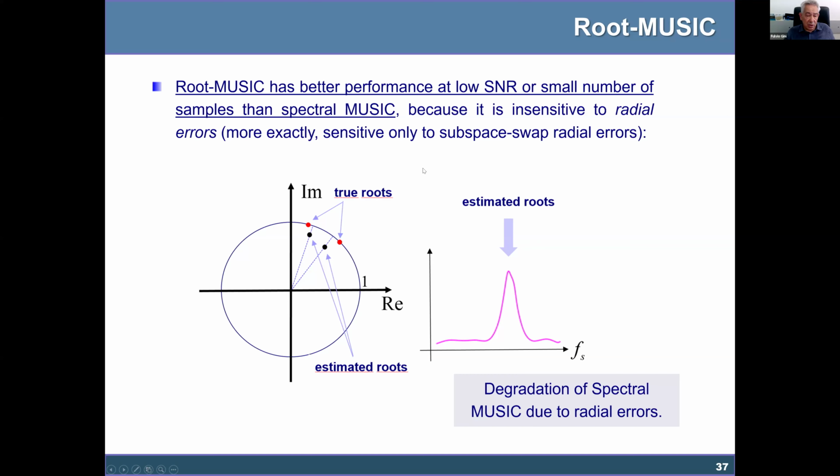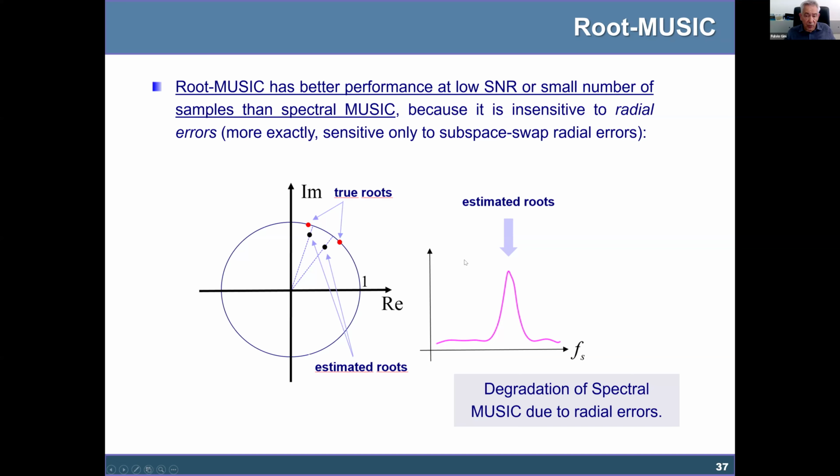This is the advantage. And also computational complexity is smaller because we don't have to search for the position of the peak. So root music is better than spectral music, both in terms of estimation accuracy and in terms of computational complexity. The drawback is that it can be used only for Euler arrays. Instead, spectral music can be used for any array, for example, a sparse linear array.